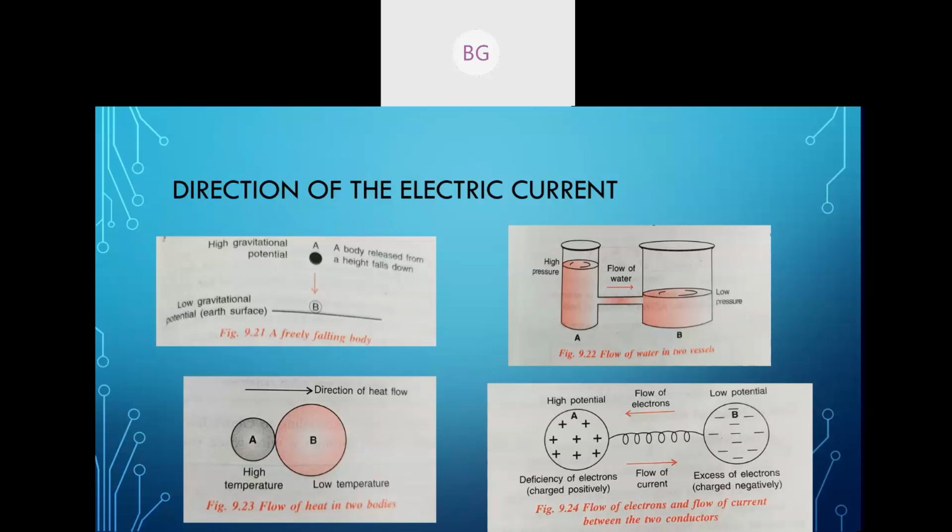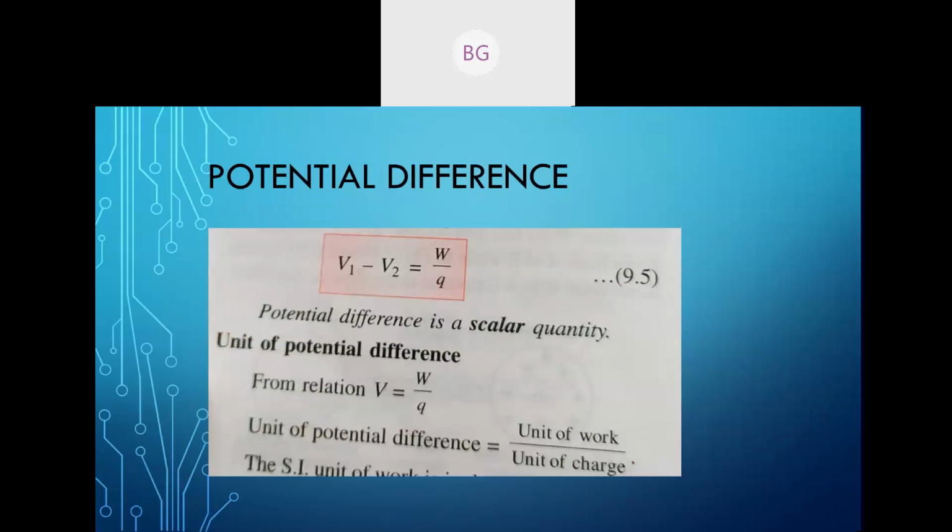But the flow of current is always opposite to the flow of electrons. So we know that electrons always flow from negative terminal to positive terminal. But current always flows in the opposite direction, that is from positive terminal to negative terminal. Did you all get this?